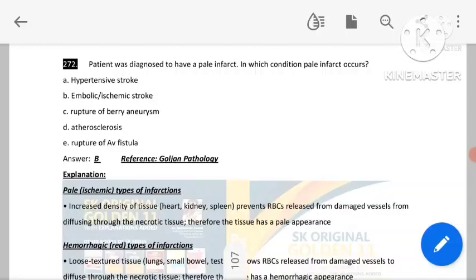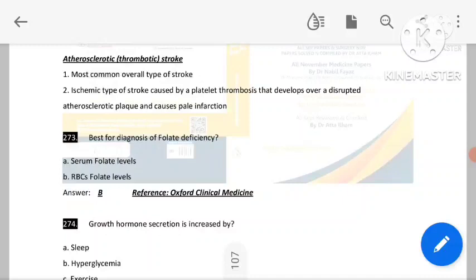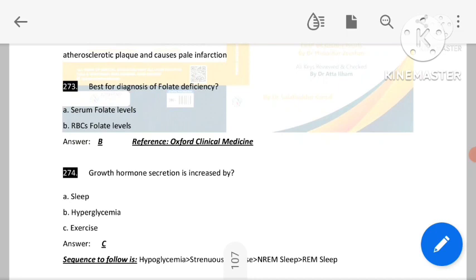Point number 272, a patient was diagnosed to have a pale infarct. In which condition does pale infarct occur? Ischemic stroke or embolic stroke? B is the right option. Point number 273, best for the diagnosis of folate deficiency is RBC folate level.